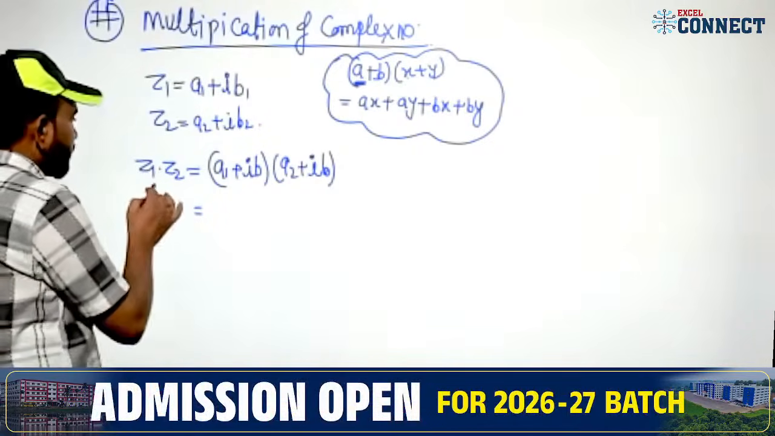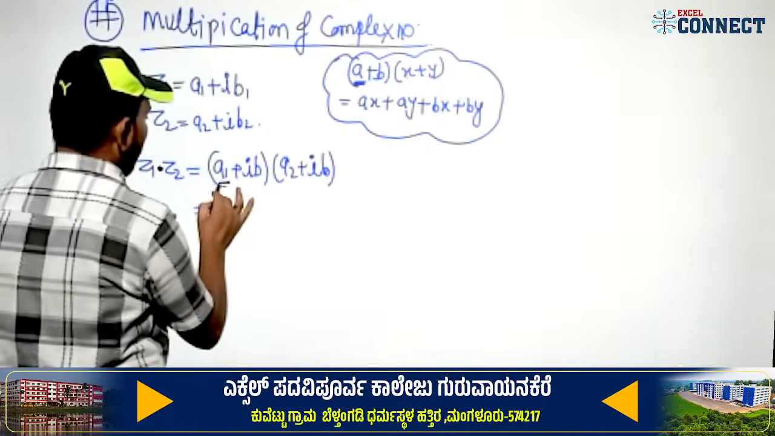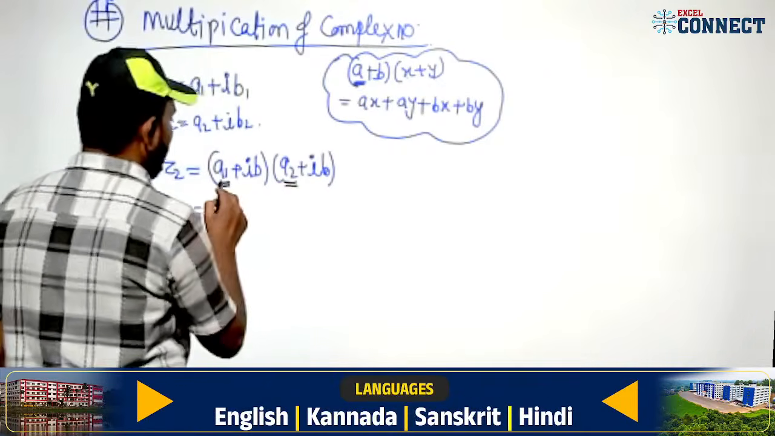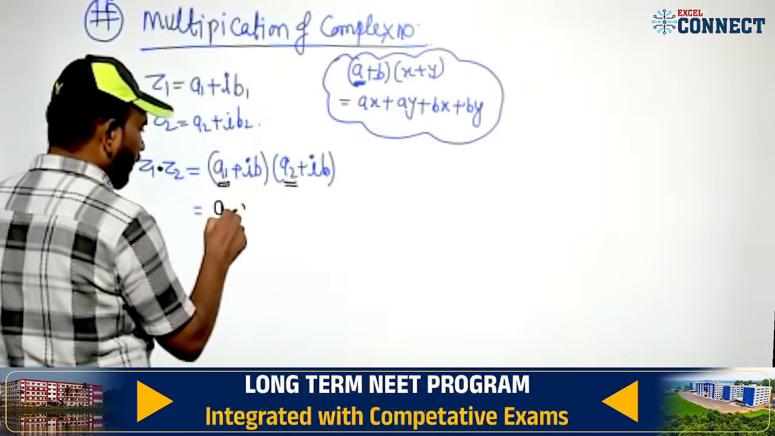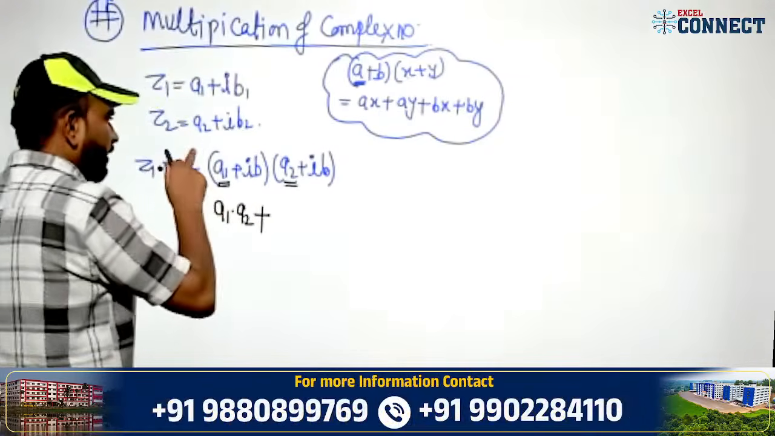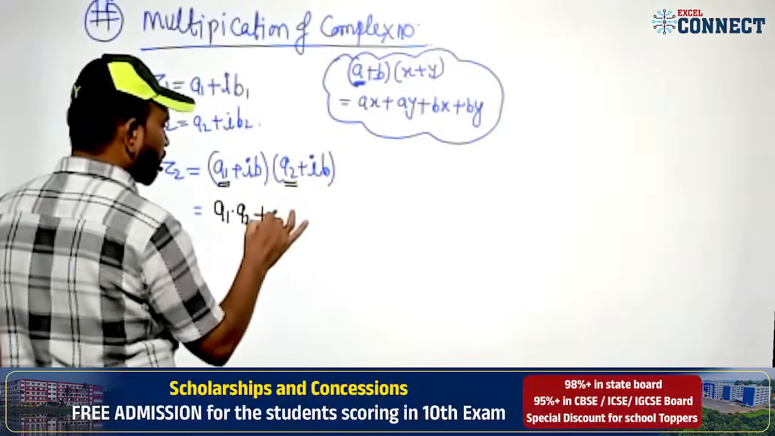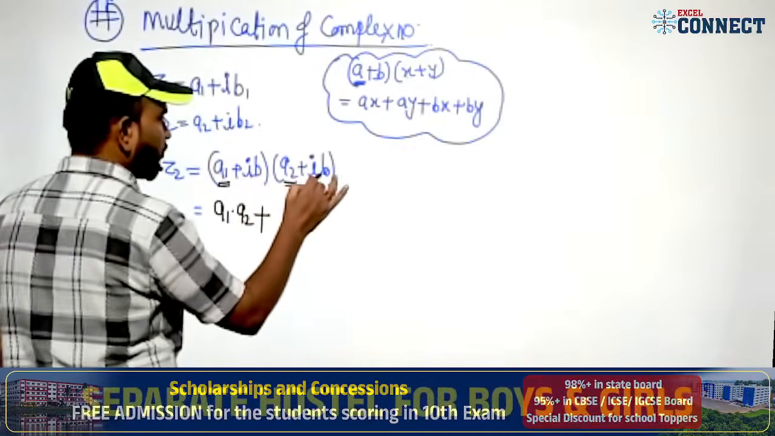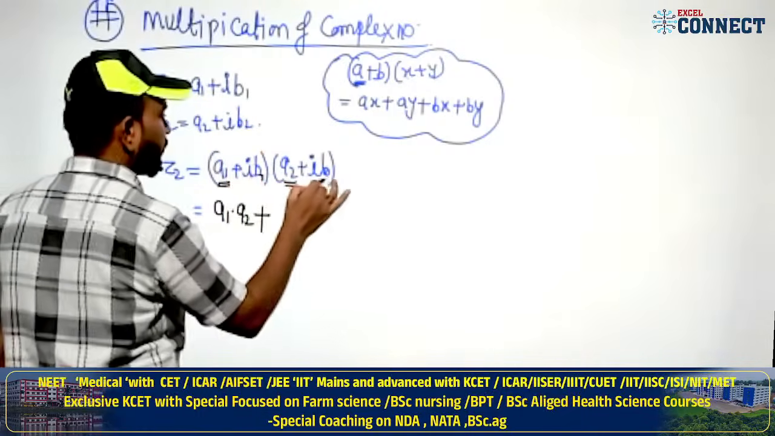So Z1 into Z2 is what? First multiply this into this. So the real part multiplying. What will you say, sir? A1 into A2. Now plus this A1 into this portion. So i is also there. So I will write A1 into what? You will take B1 here, and here B2. Okay.